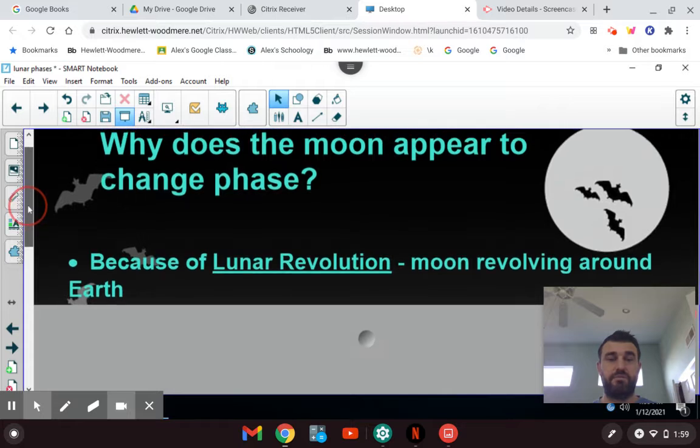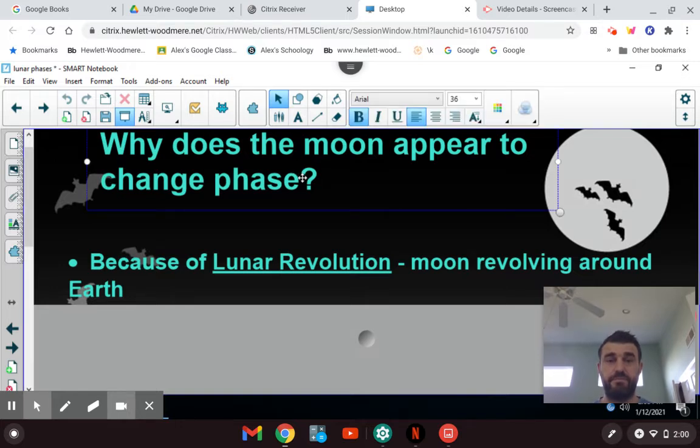So I'll give you some time to write all this down. The question you're wording is, why does the moon appear to change phase? If you want to put in parentheses next to phase, phase is shape. Okay, so why does the moon appear to change shape? Because of lunar revolution, the moon revolving around Earth.